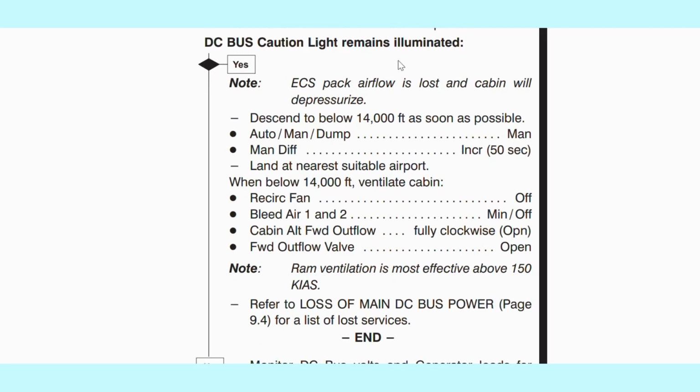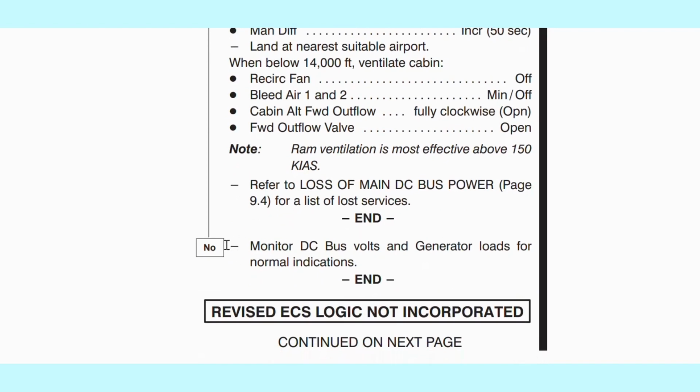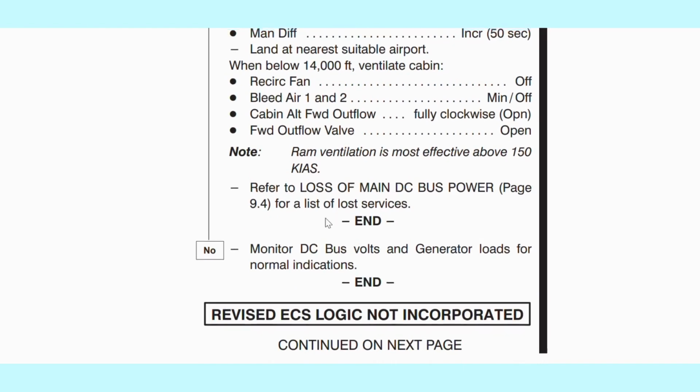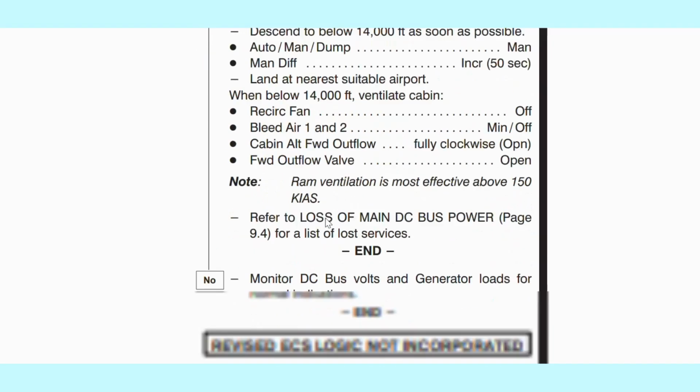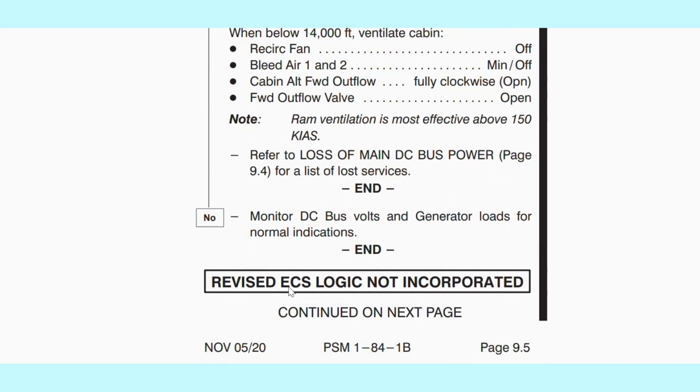If it does not remain illuminated, monitor the DC bus faults and generator loads for normal indications. Now you can see this part of the QRH is one where the revised electronic control system logic is not incorporated. Okay, so that's very important.